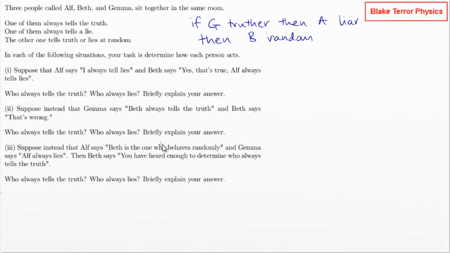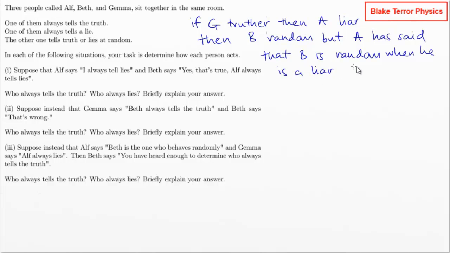And Alf has said that. So, but Alf has said that Beth is random when he is a liar. He is a liar. So that gives us a contradiction. So back to the same old structure that we've had for all of the previous parts. Conclusion, Gemma is not a truther.